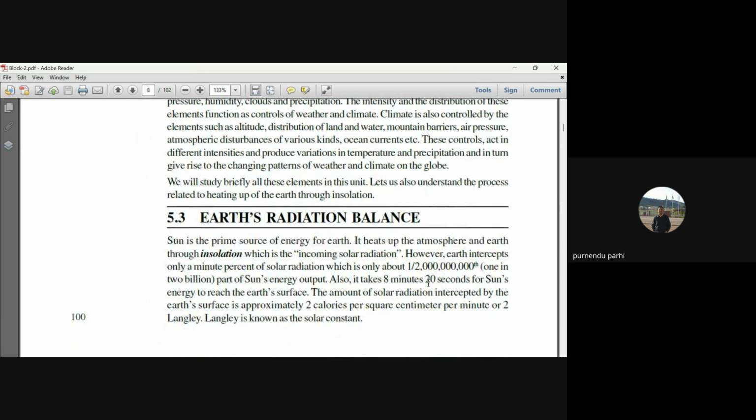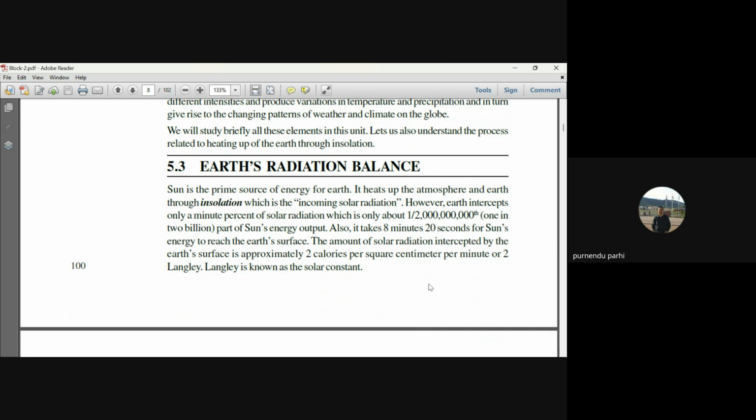Earth radiation balance. The Sun is the prime source of energy for Earth. It heats up the atmosphere and Earth through insolation, which is the incoming solar radiation. However, Earth intercepts only a minute percent of the solar radiation, a very small amount, 1 in 2 billion part of the Sun's energy output.